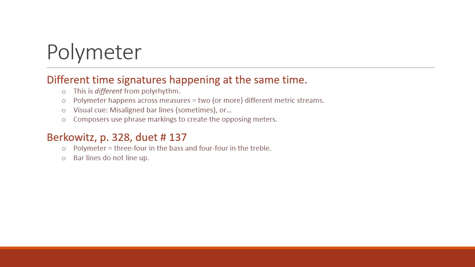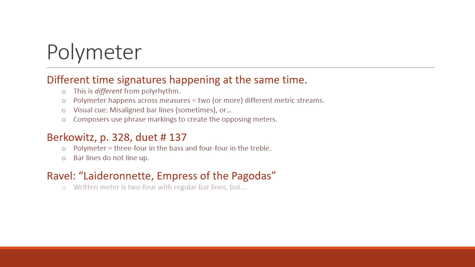After that, we'll revisit a piece that we looked at in video 2 on pentatonic scales. That's Les Ranettes, Empress of the Pagodas by Ravel. This one is written in 2/4 with regular bar lines, but the polymeter is created using slurs and gestures, and the left hand, at least in parts, sounds like it's in 3/4.